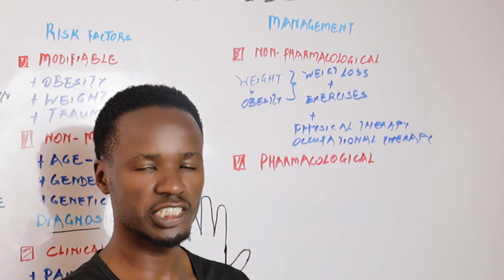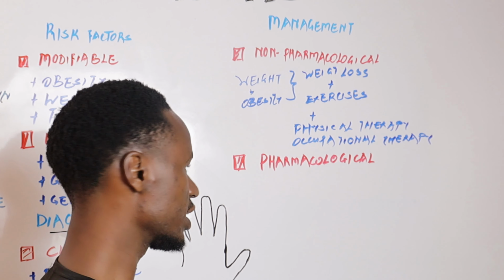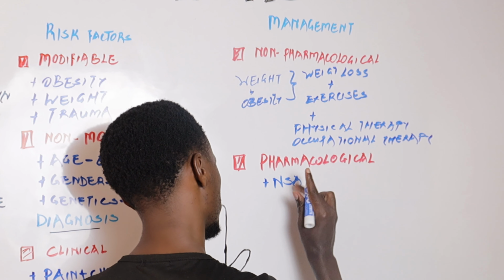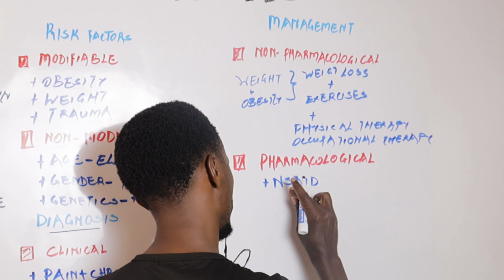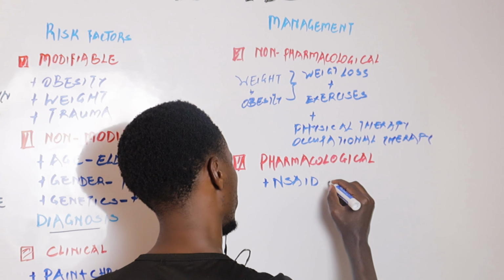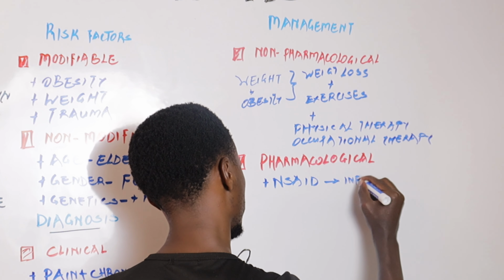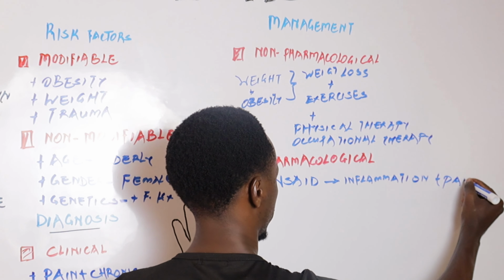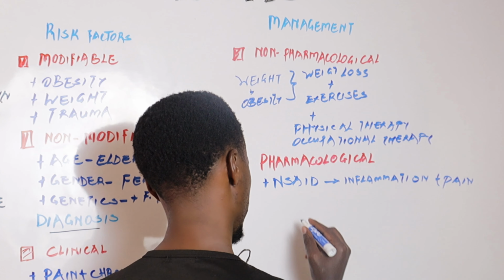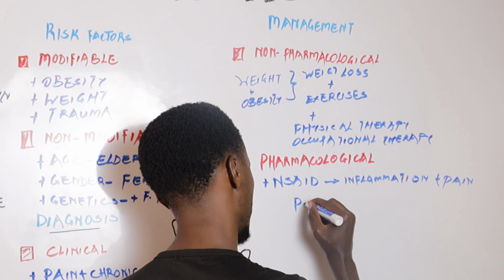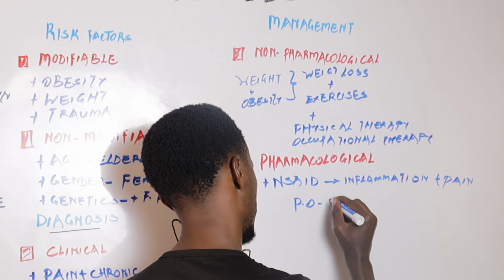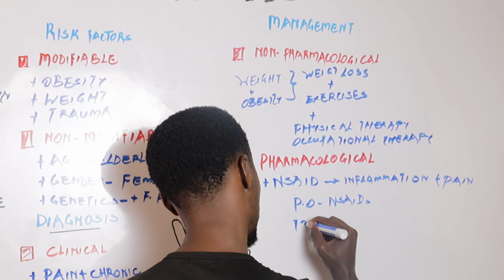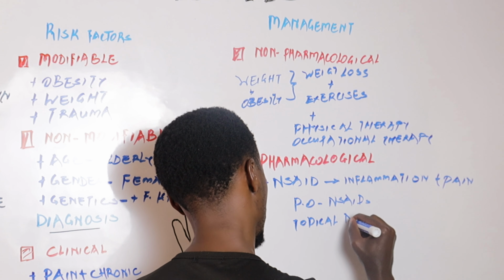For pharmacological treatment, we are talking about which medications. First of all, we are talking about NSAIDs, because NSAIDs are very essential in fighting off inflammation plus pain. And in this case, it means that we are utilizing per-oral NSAIDs as well as topical NSAIDs.